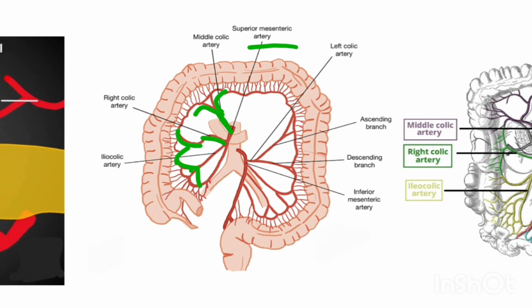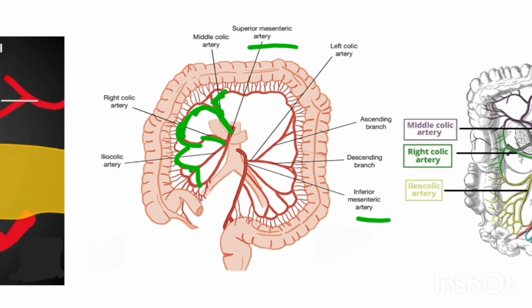Okay, so the middle colic artery, as I said, is divided into left and right. The right gets anastomosis with the ascending branch of the right colic artery. So this is the ascending branch of the right colic artery. Whereas the left gets anastomosis with the left colic artery, which is a branch of the inferior mesenteric artery. This is all about the middle colic artery.